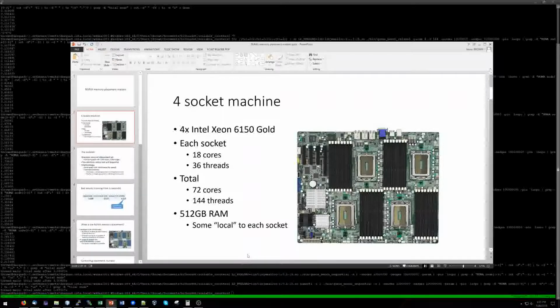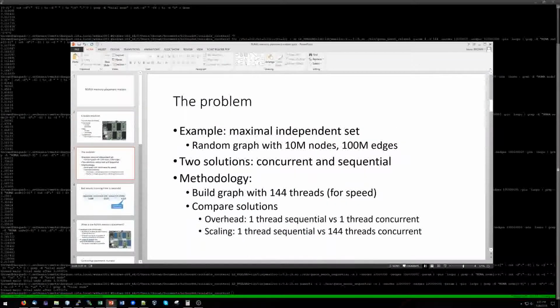So what's the problem that I'm running into? Well, what I'm trying to do is implement maximal independent set, a graph algorithm. For the purposes of this talk, let's just think of it as a random GNP graph with 10 million nodes and 100 million edges. And I'm comparing 2 different solutions, a concurrent solution and a sequential implementation. The methodology is I'm going to build a random graph with 144 threads saturating the whole system, and I'm doing this just for speed.